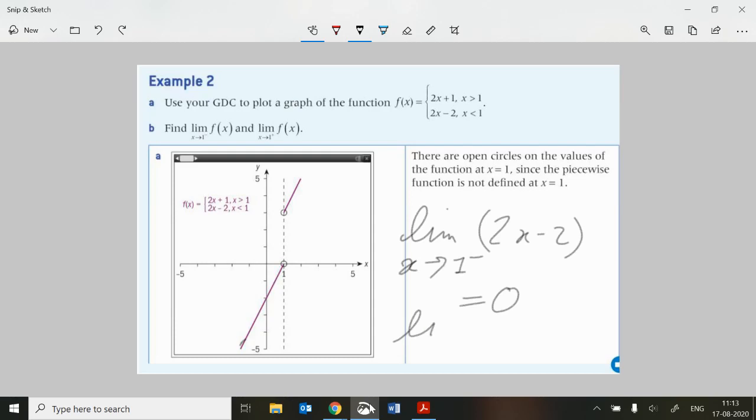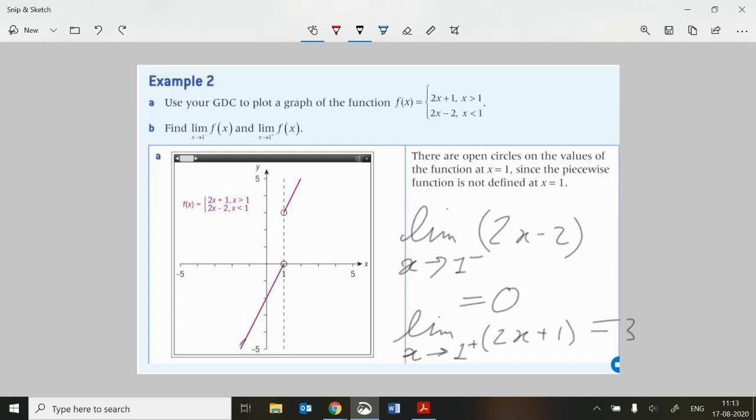Now, for the other side, the limit as x tends to 1 from the positive direction of this other function, 2x plus 1, you can see that that's tending towards 3. Okay, and again, you can just eyeball that. You can see it from the graph. And you can actually put 1 in here, even though it's not actually defined at 1. Okay, now we're done with that.